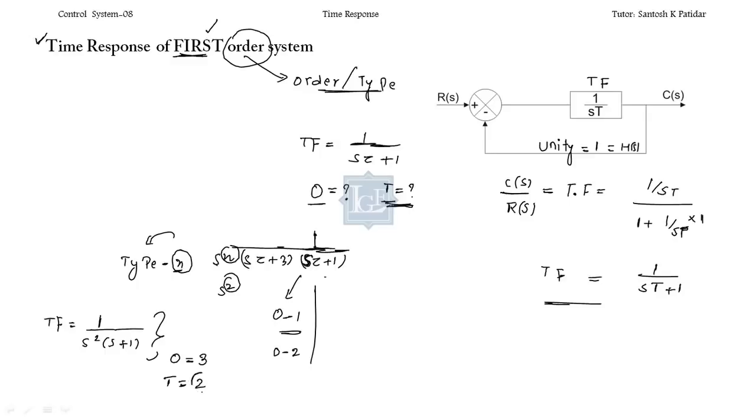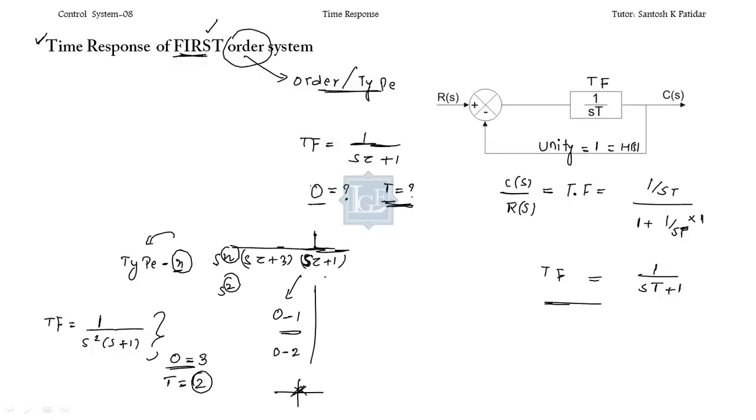So type is nothing but the number of poles at origin. If this is the S plane, I'm talking about the number of poles over here. And the total number of poles in the denominator will provide the order. Now one very important point, mostly students make mistakes over here.